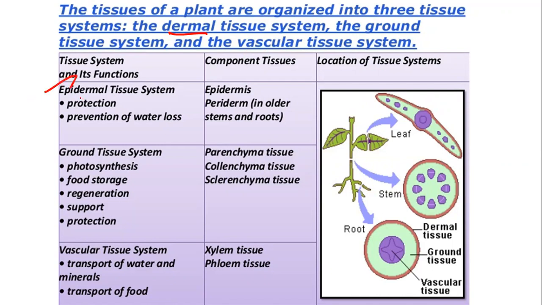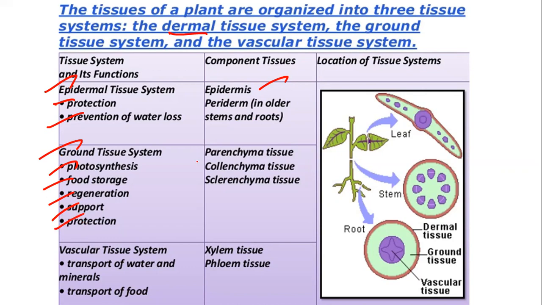When we talk about the epidermal tissue system, which is the dermal tissue system, it helps in protection as well as prevention of water loss, and its components are epidermal cells and periderm, which will be present in the older stems and roots. When we talk about the ground tissue system, where the cortex part is present, it helps in photosynthesis, food storage, and regeneration, gives mechanical support for the whole plant, and also acts as a protective layer.